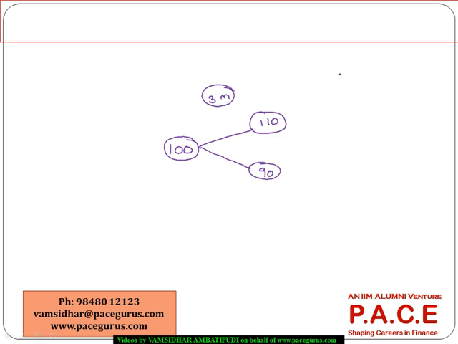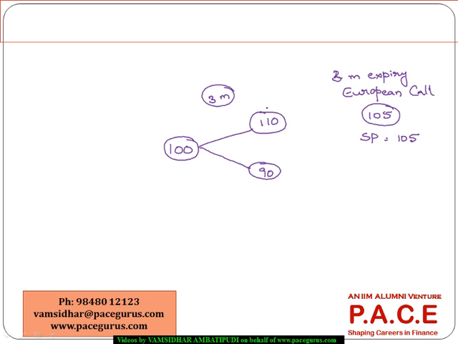And let's say in the market there is a 3-month expiry European call option available, with a strike price of 105, which is going to expire in 3 months.